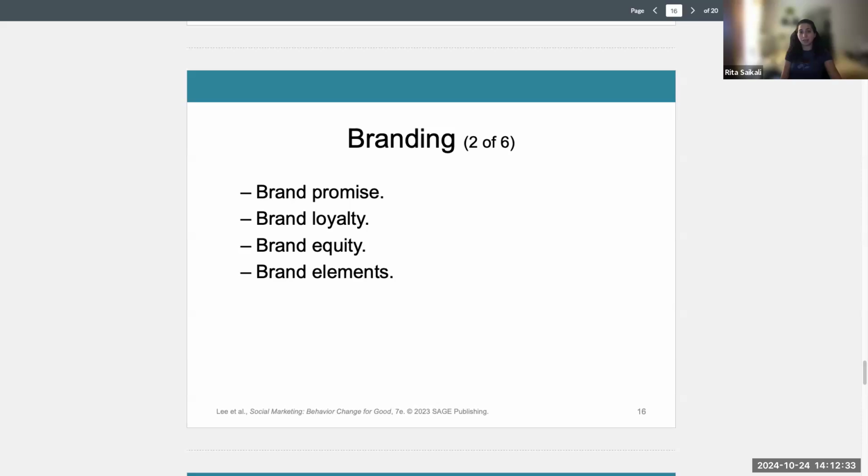So the brand promise plays a significant role in building trust and commitment. It's the core message that communicates what the target audience can expect from adopting the behavior. So, for example, the promise of a mental health campaign might be that seeking help leads to greater peace and happiness. Brand loyalty is when people really experience the promised benefits firsthand, which creates that brand loyalty, and then that allows people to spread that information and talk about it and share it with others. Brand equity is another one, which involves the perceived value that the brand brings to the individual and the community. And brand elements, these are the logos, the taglines, the visual designs that should consistently reflect the core values and the goals of the campaign.